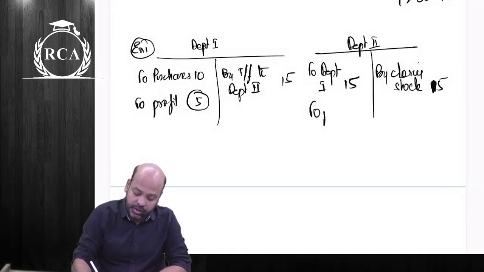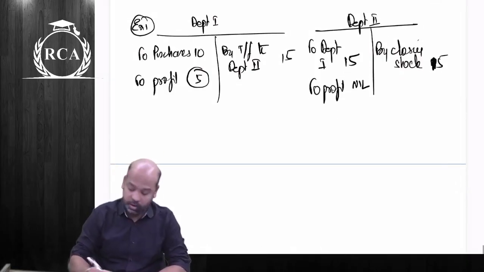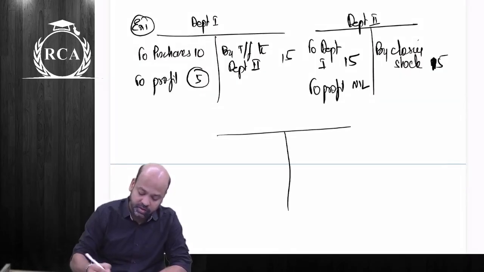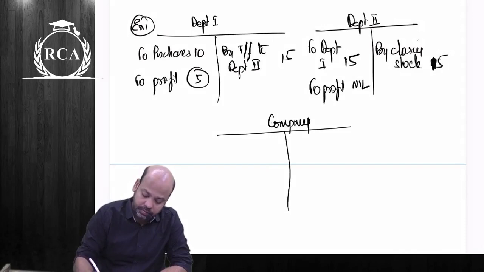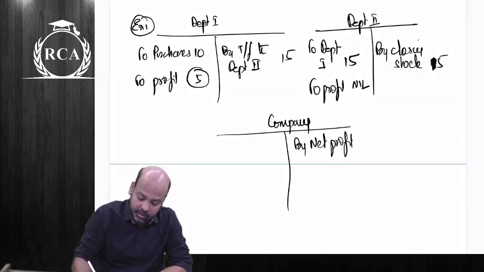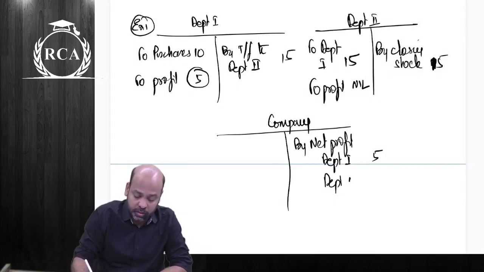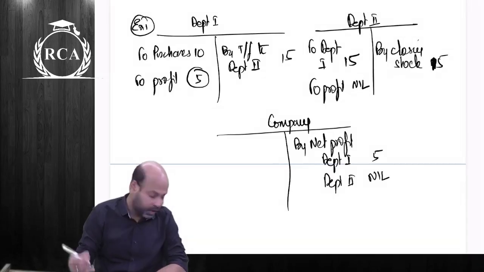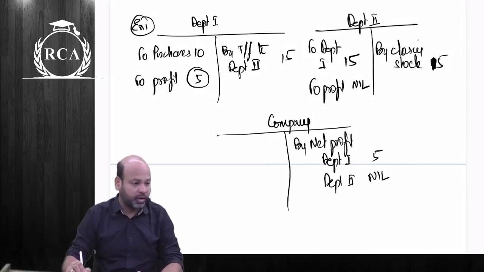What's the amount of profit that department 2 will book? 0, guys. As far as the entire organization is concerned, guys, total company beta, by net profit of department 1 कितना है? 5 rupees. Department 2 का net profit beta 0. So did the company as a whole, guys, make a profit of 5 rupees?